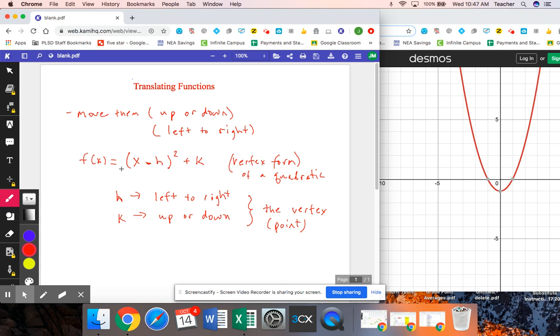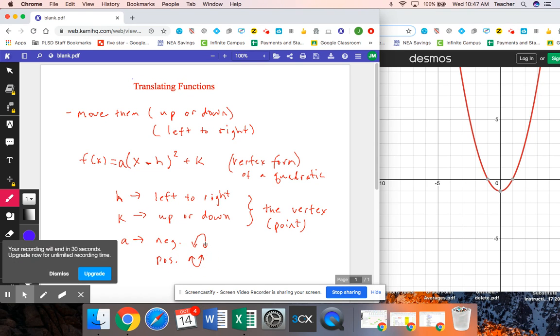Now, let me add another little piece here. Let's use an a right there, because I already showed you that if that a is negative, then your parabola goes downwards. If that a is positive, or in other words, if it's a positive number, the parabola goes up.